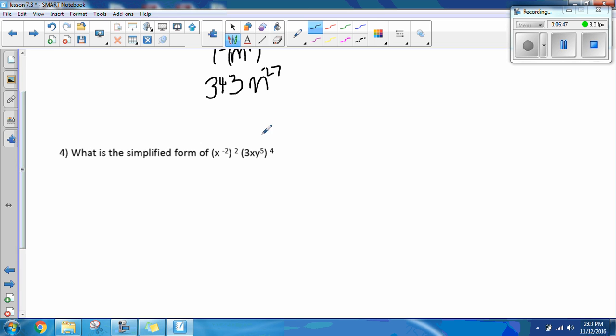Here we have x to the -2nd power, that quantity being raised to the 2nd power, times 3xy to the 5th power, this entire quantity being raised to the 4th power. Since this is a power being raised to a power, I get x to the -4th power. And since I have a product being raised to a power, I just take each of the factors and raise it to the 4th power. So I have 3 to the 4th, x to the 4th, and y to the 5th power being raised to the 4th power.